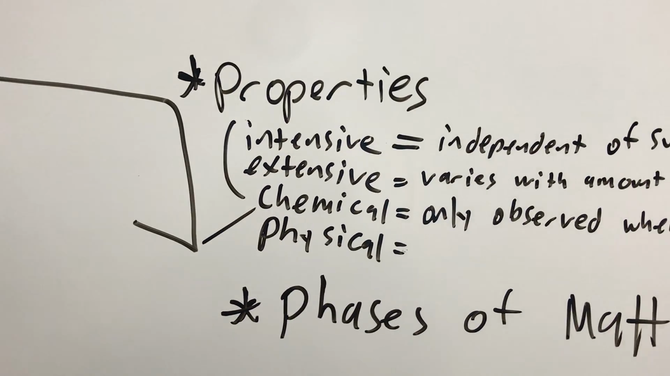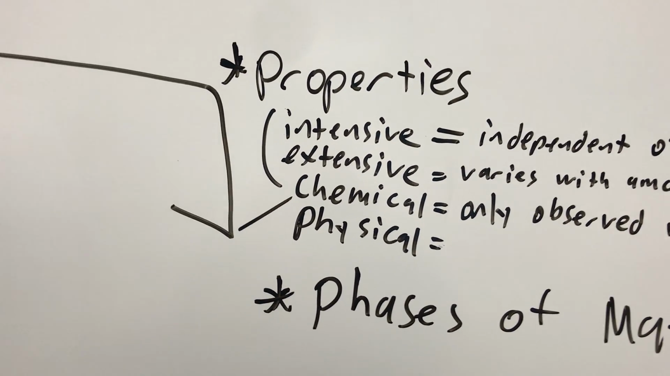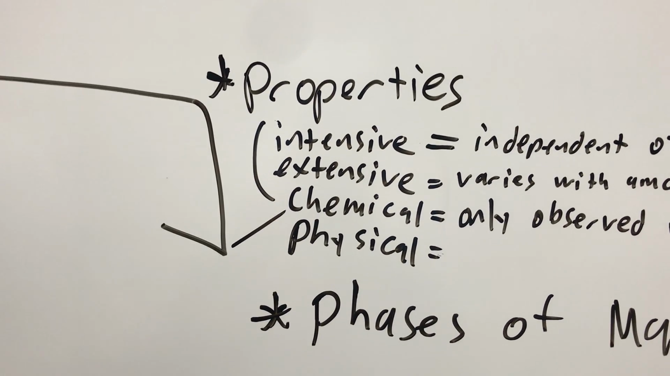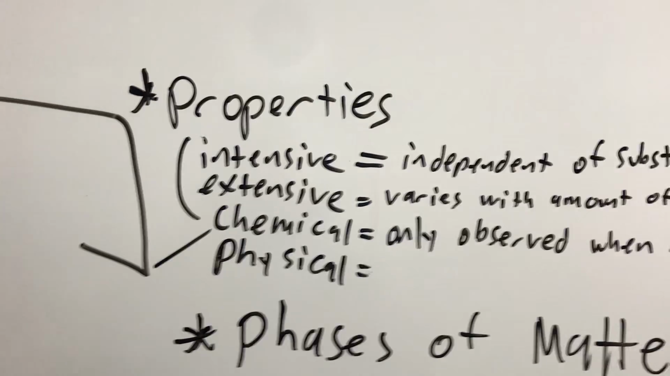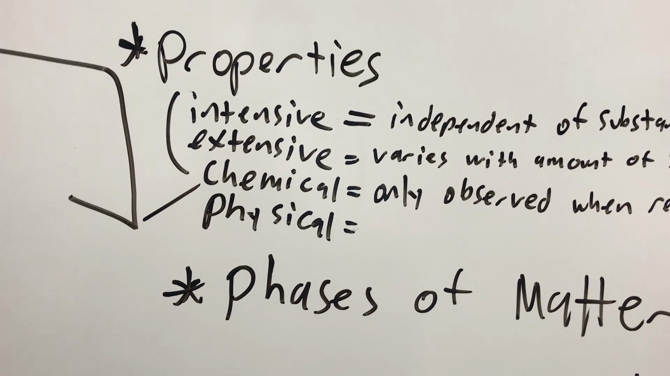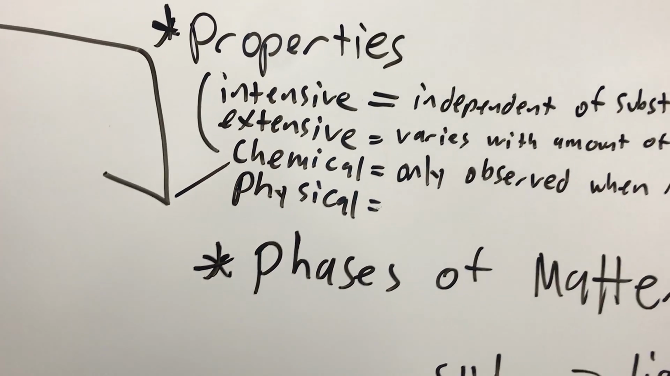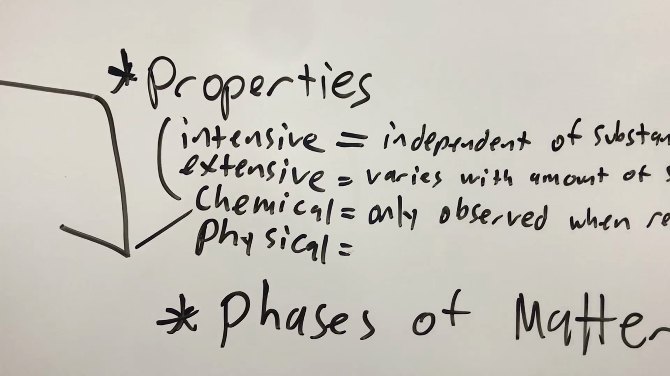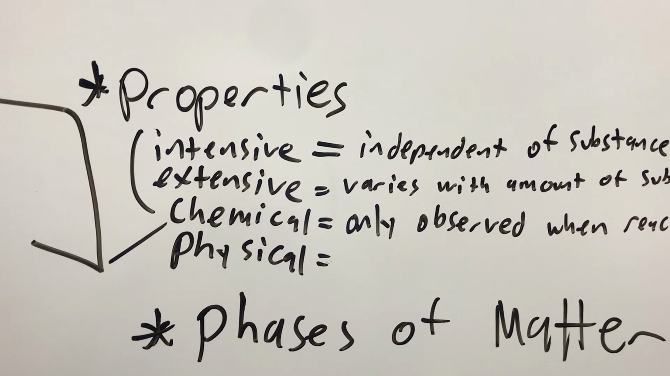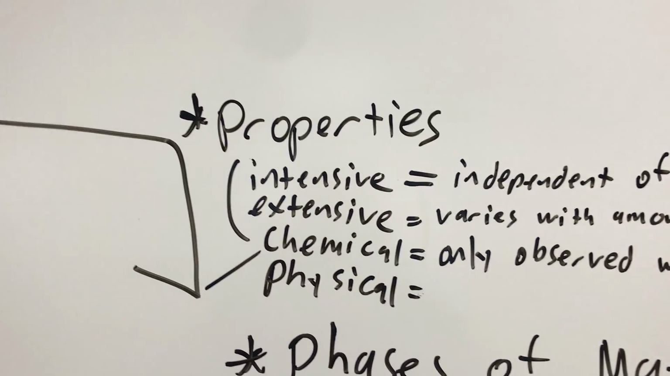There are intensive properties, which are independent of the amount of substance. For example, gold will melt at some degree of Kelvin or Fahrenheit or Celsius or whatever. Extensive is it varies with the amount of substance. For example, this gold weighs 10 pounds because there's this amount of gold in it, or it has this density or volume because it has this amount. Things like that, little measurements.